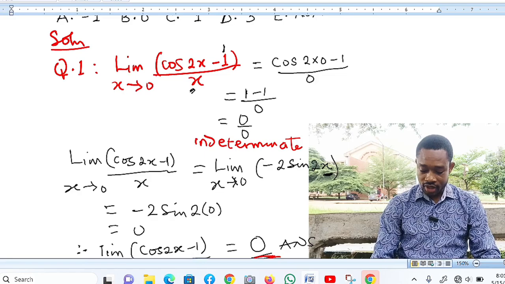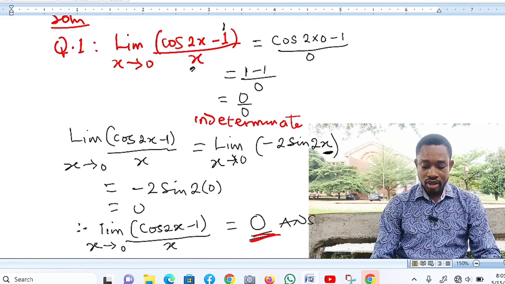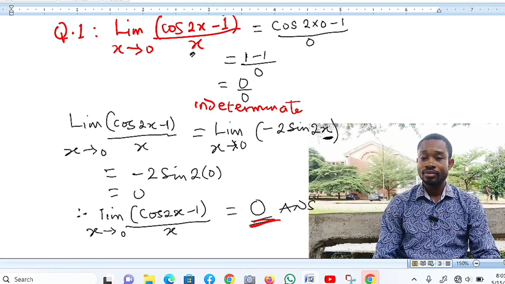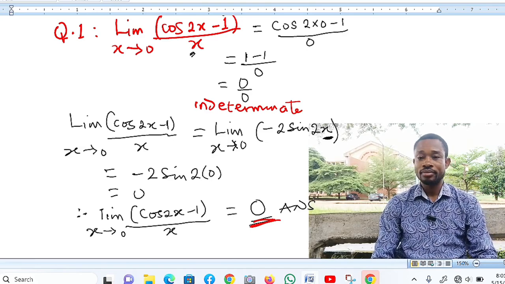We are done solving this particular question, the limit of cos 2x minus 1 all over x as x tends towards 0. I can see the solution provided on the screen.